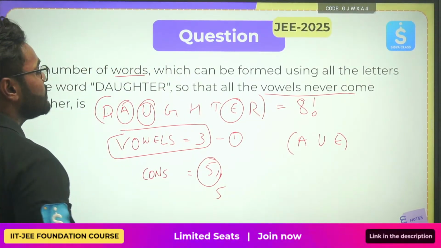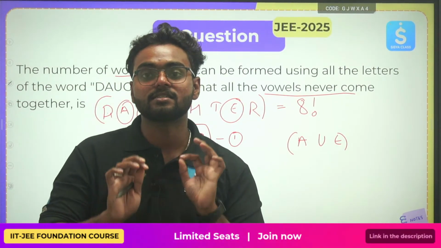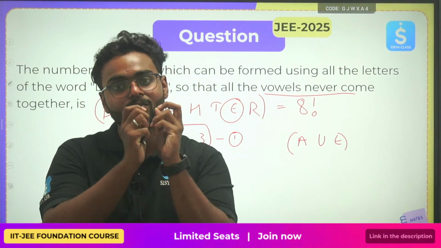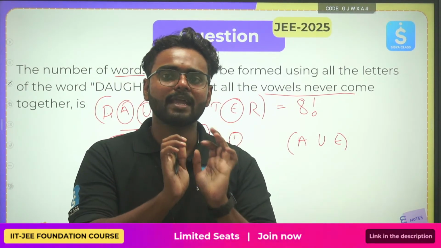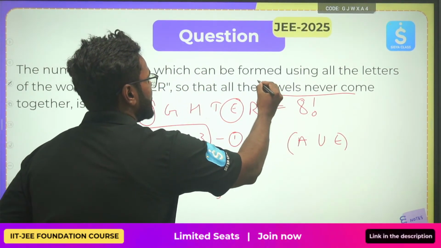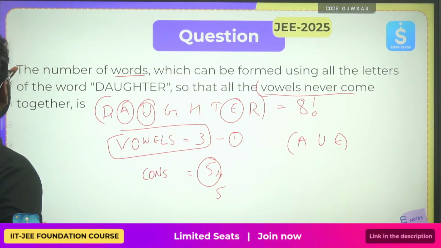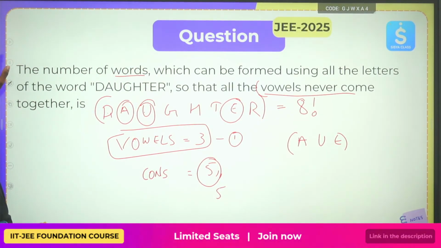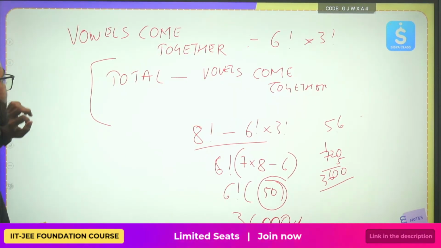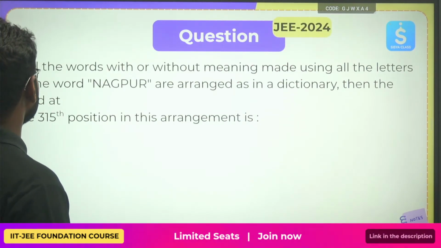Great. Now if we subtract the arrangements in which vowels come together from the total combinations, we get the condition where vowels never come together. So that is what we have done: total minus the condition in which vowels come together. Right?